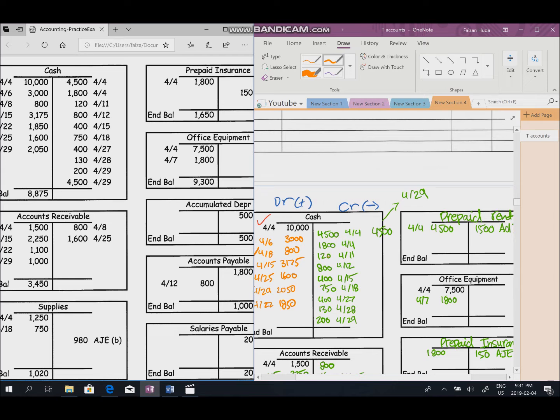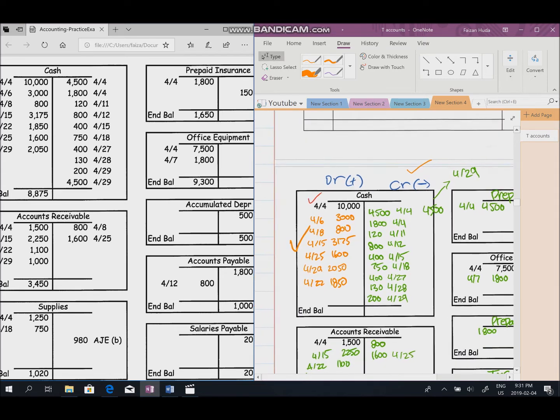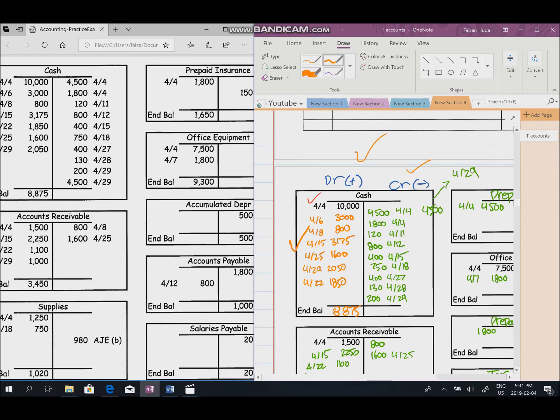4,500, 1,800, 102, 800, 400, 750, 400, 400, 130, 200, and 4,500. Credit side was also correct, so our ending balance would be on the debit side, which is 8,875, as you can see. So our T account for cash was correct.